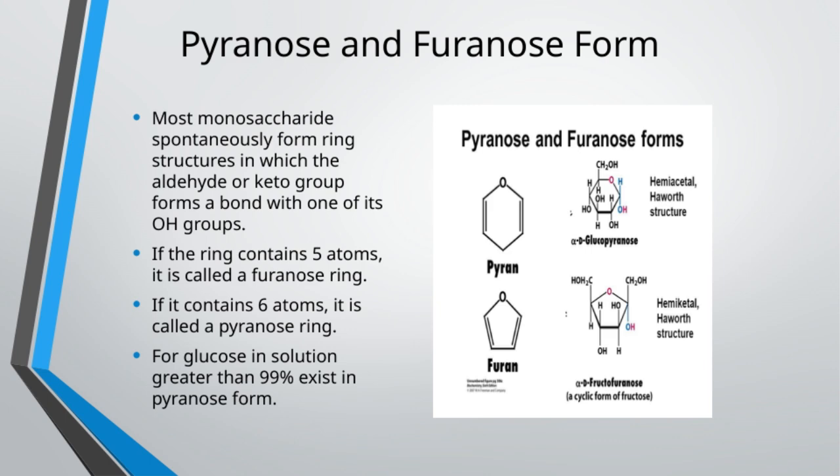Recognizing these forms is crucial because they influence how sugars behave biologically and chemically. Understanding the balance between the furanose and pyranose forms helps us grasp their roles in various metabolic processes. These ring structures are fundamental to the overall structure and function of carbohydrates in biological systems.